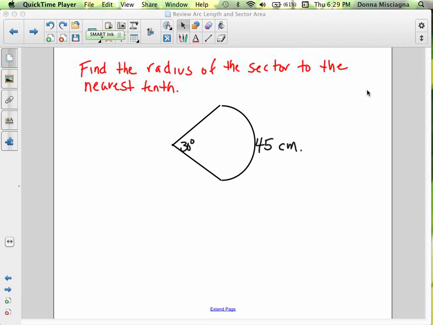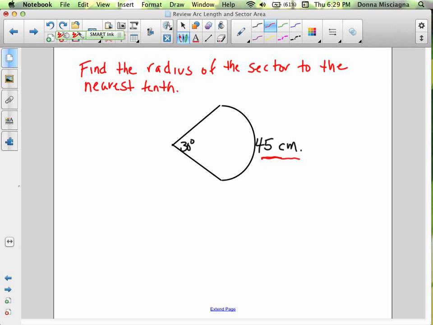We know, now do we know sector area or do we know arc length? Well, notice that it's in centimeters, not centimeters squared. So that has to be arc length. So we are given an arc, and we want to find the radius.